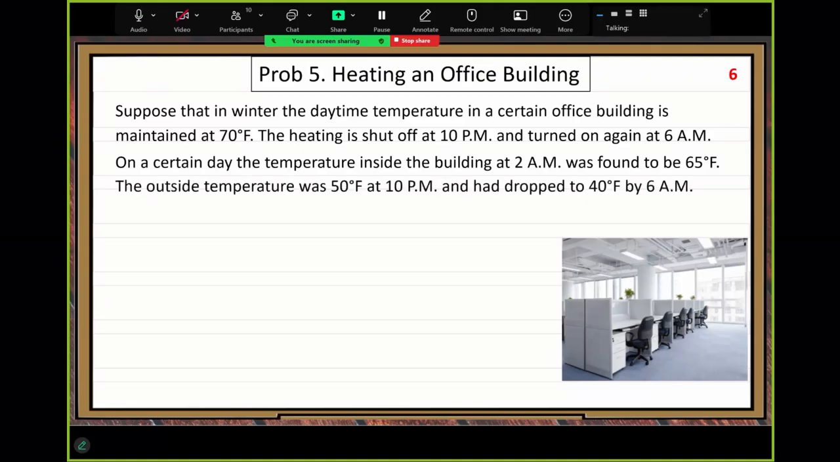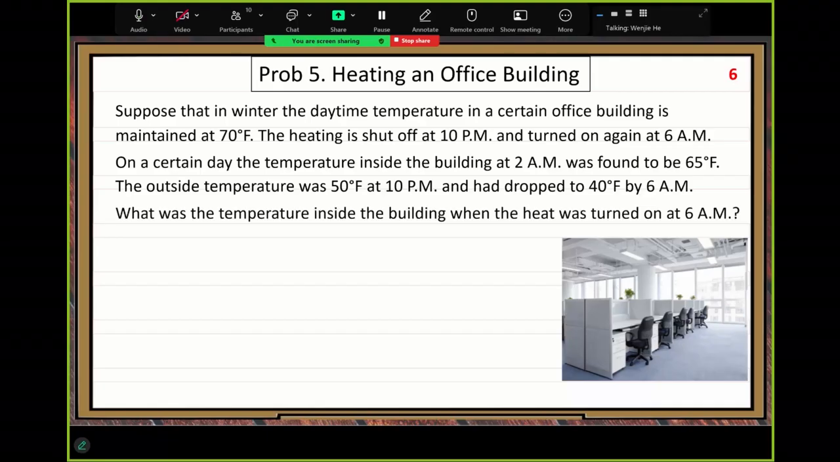The outside temperature is 50 degrees F at 10 p.m. But that outside temperature also changes. It drops to 40 degrees F by 6 a.m. 50 to 40. How does it change? We don't know. The temperature changes from 50 to 40, but the detailed information is not given. So we need to use our imagination to make a reasonable assumption.